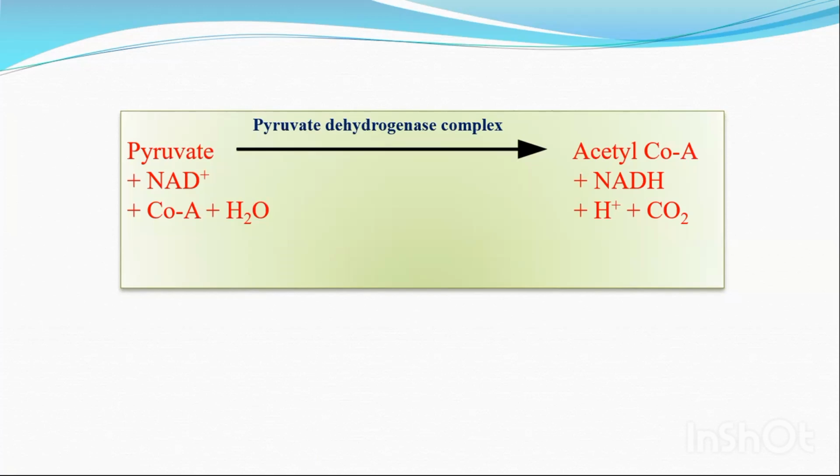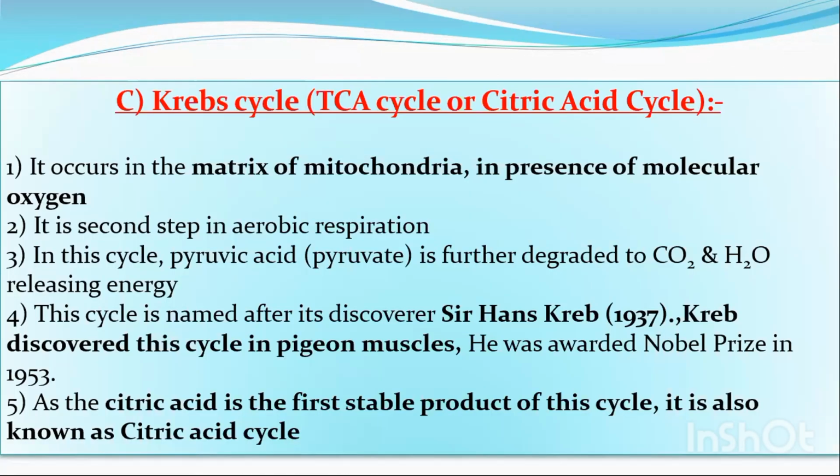So acetyl-CoA will be the end product, and that acetyl-CoA will enter into what? The Krebs cycle, or it is called the TCA cycle, or the citric acid cycle. Now, why is it called the Krebs cycle? Because Sir Hans Krebs discovered this cycle in 1937, and that was in pigeon muscle.